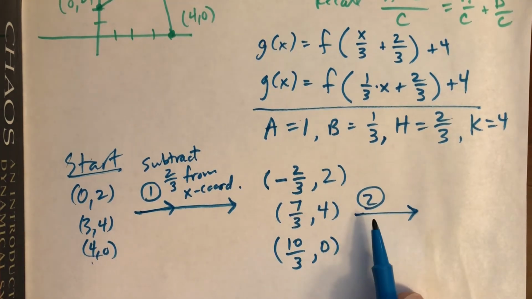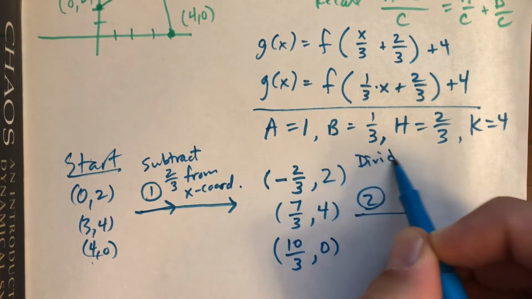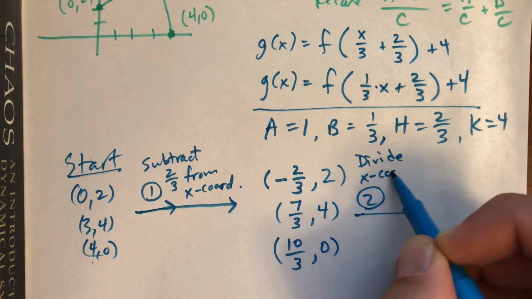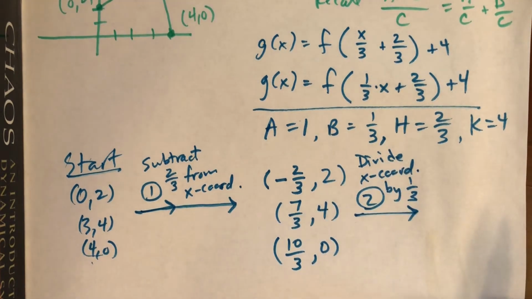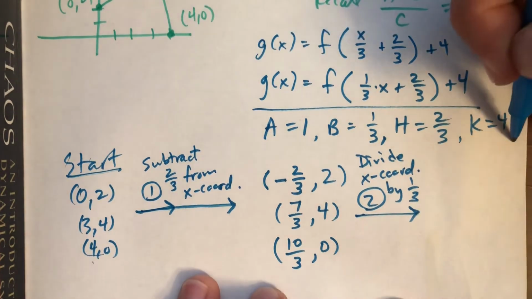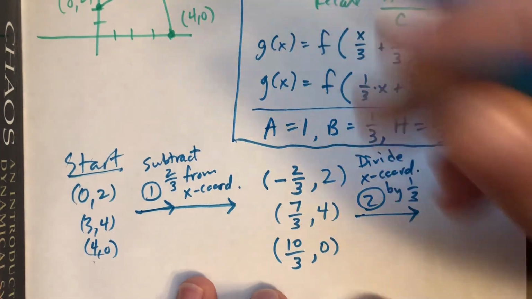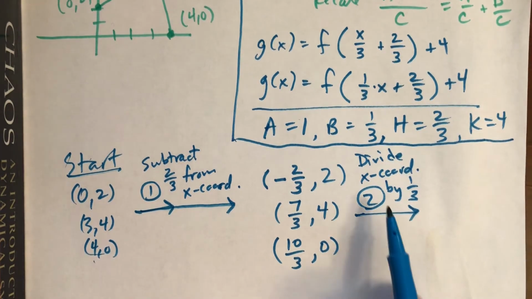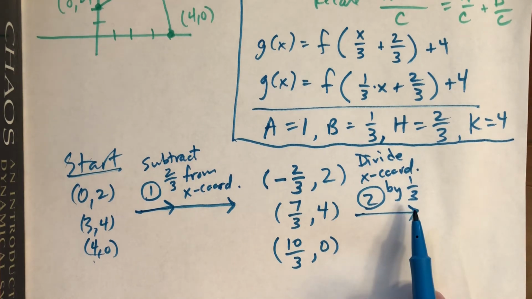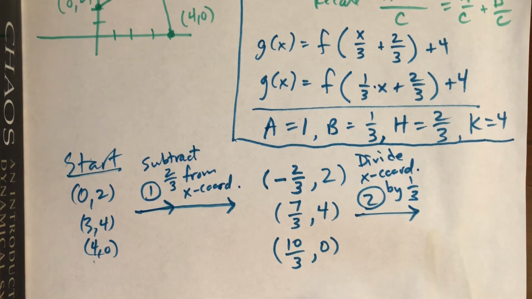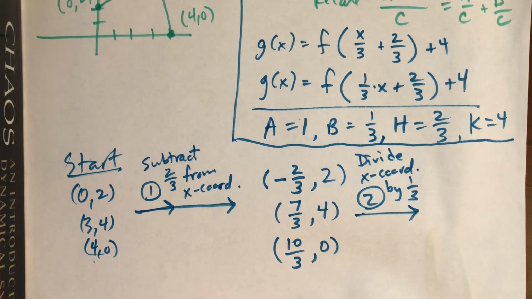And our second step, this is going to be dividing x coordinates by 1/3. So we're going to divide our x coordinates by 1/3. Let me put a little line here. Okay, so I divide all of the x coordinates by 1/3. So when we divide by a fraction, we're multiplying by its reciprocal. So dividing by 1/3, that's the same as multiplying by 3.